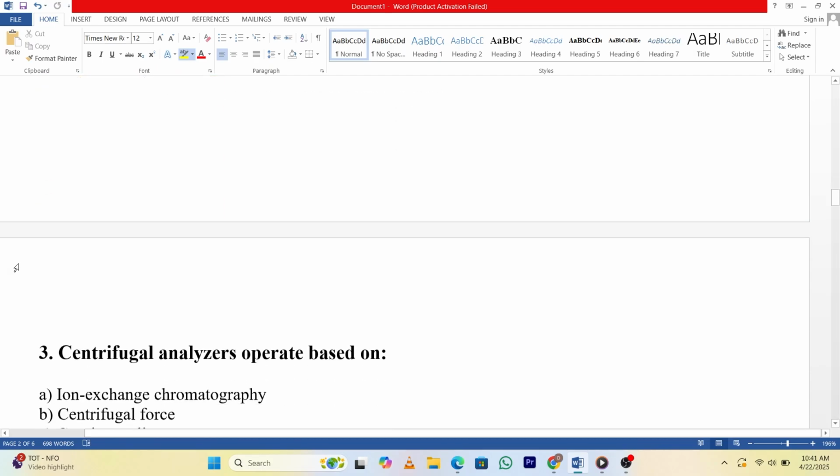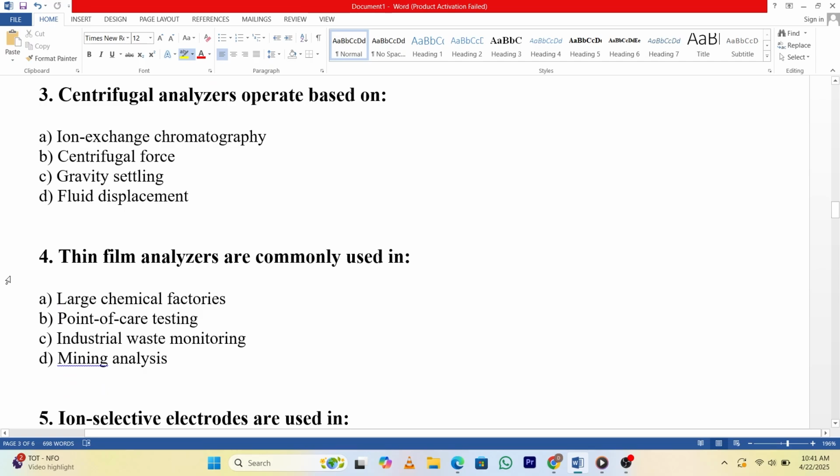3. Centrifugal analyzers operate based on A. Ion exchange chromatography. B. Centrifugal force. C. Gravity settling. D. Fluid displacement. Answer: B. 4. Thin film analyzers are commonly used in A. Large chemical factories. B. Point-of-care testing. C. Industrial waste monitoring. D. Mining analysis. Answer: B.